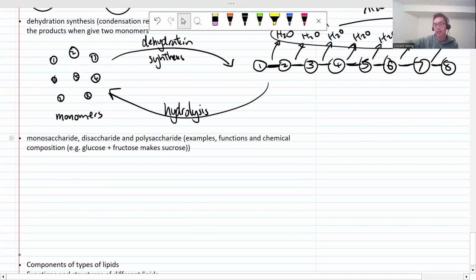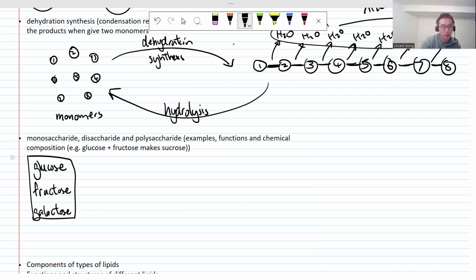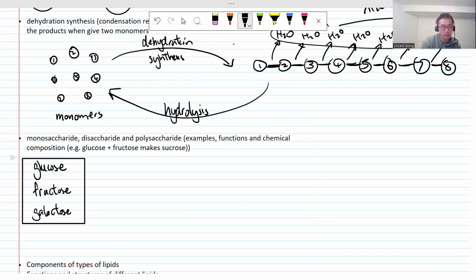We talk about different kinds of saccharides for carbohydrates. So, for example, we have glucose, we have fructose, and we have galactose. Right, so these are monosaccharides, single sugar.